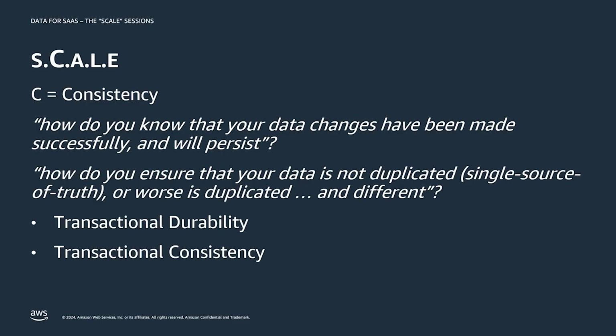So in the case of any sort of two-phase commit or separate data stores, how do you know that your data has been successfully written to data store A and data store B, and has successfully been written to both, and not a partial commit in one and a failure in the other, and therefore you've got data inconsistency? So that's the transactional side of the SCALE acronym.